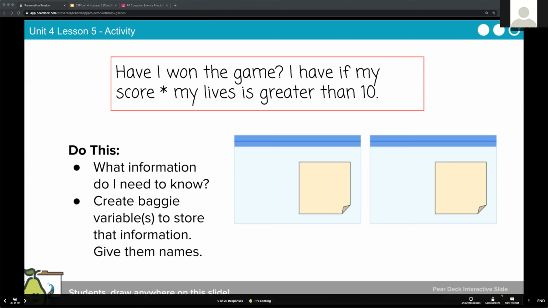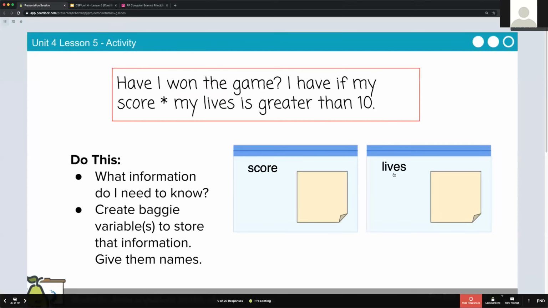All right, so I see some people still working on it, but that's totally okay. I'm just going to show a couple of examples of some variable names that you came up with. So a few different people came up with this answer of just score and lives. That's the simplest case. And remember, you want to keep it simple, you want to keep it short, but at the same time, you also want to have meaningful names.